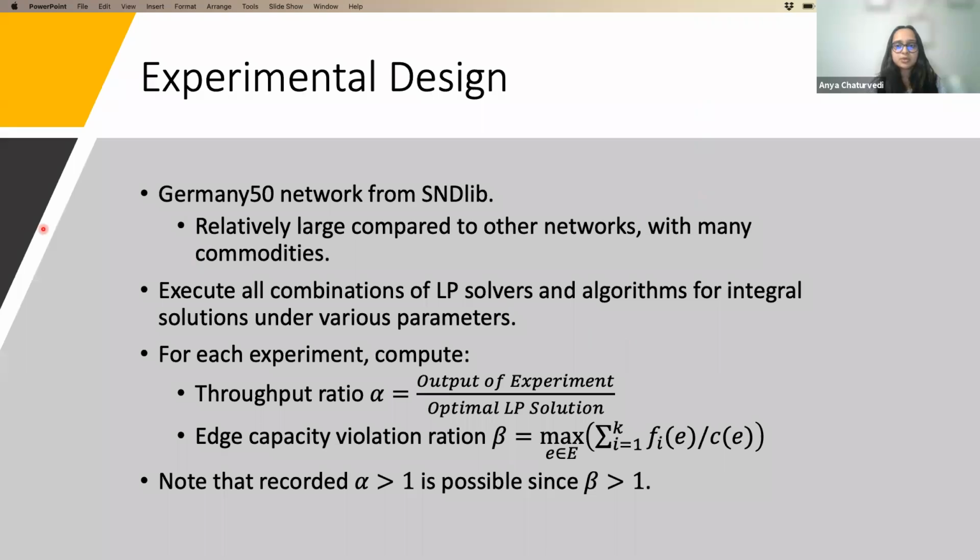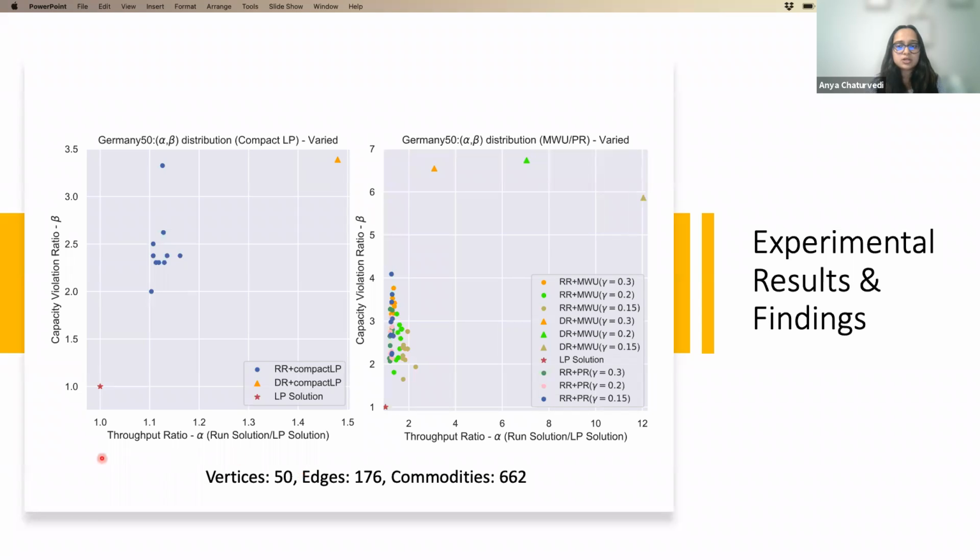We perform many experiments on all possible combinations of algorithmic components on a variety of networks, but due to time constraints, we focus today on the Germany 50 network from SND Lab. This is a large network with a high number of commodities. For each experiment, we compute a throughput ratio based on the LP solution and also compute the largest capacity violation ratio. Note that since we allow capacity violations, throughput may exceed the optimal throughput. For these plots, the horizontal axis measures the throughput ratio alpha of each experiment, and the vertical axis measures the edge capacity violation ratio beta.